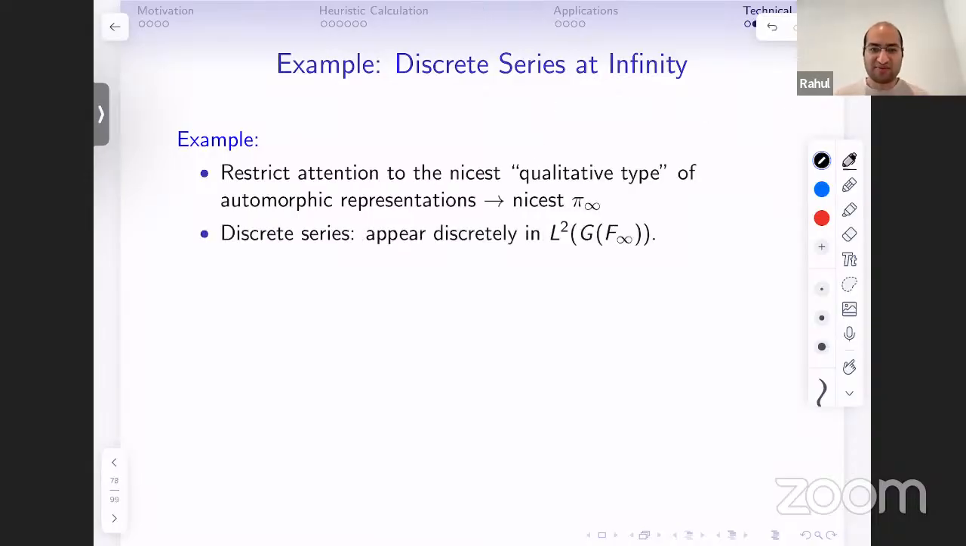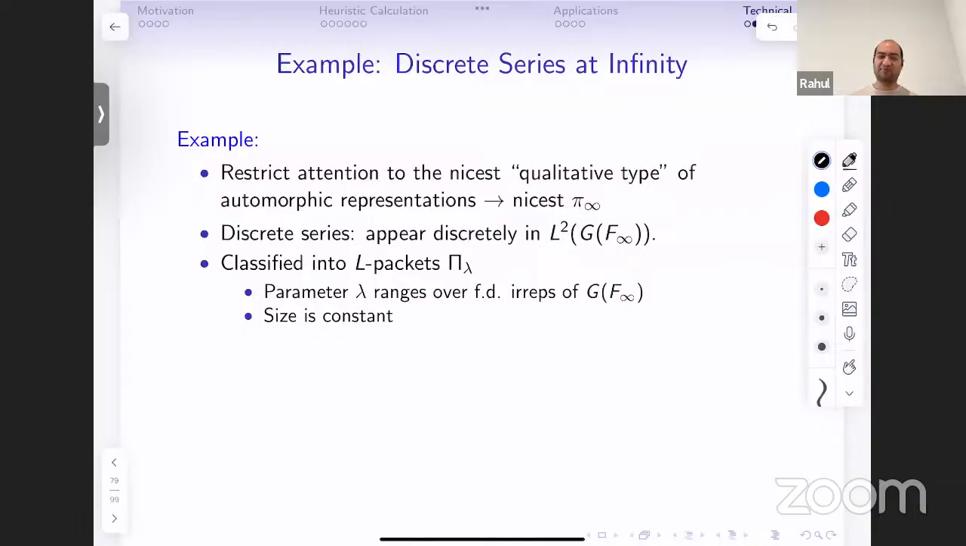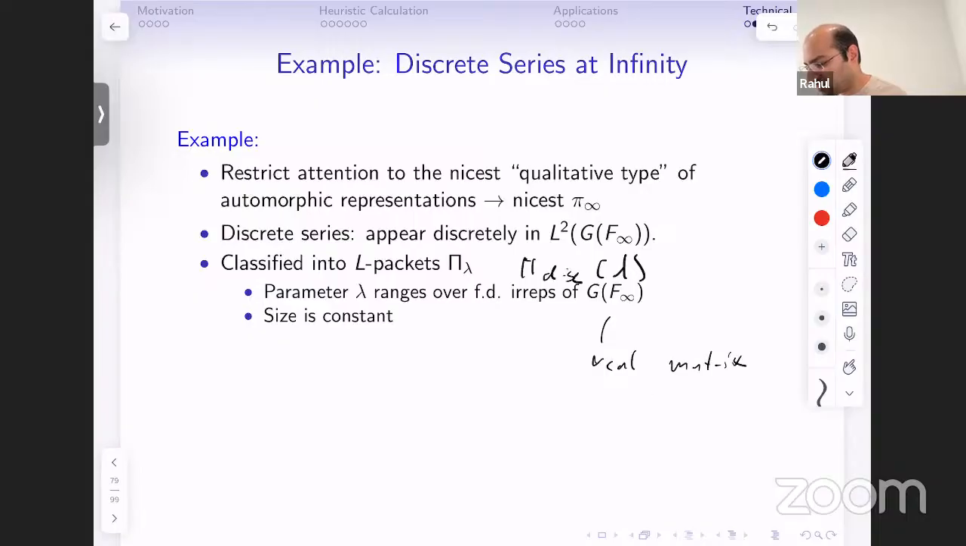So what are these discrete series representations? Just as a reminder from our previous talk, these are representations that you can actually realize as L2 functions on the group at infinity. There's a classification result. They're classified into finite subsets of constant size called L-packets, which we'll denote by this, or sometimes you'll see pi discrete of lambda. And the parameter ranges over finite dimensional irreducible representations of the group at infinity.